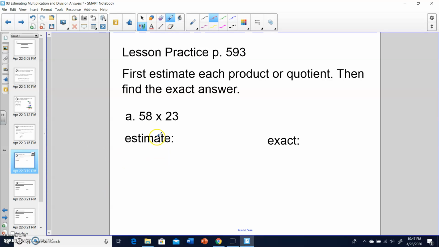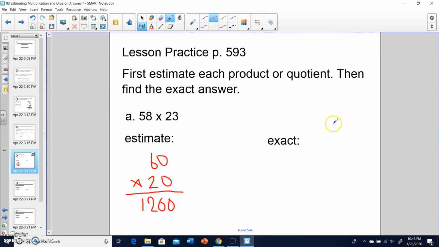Okay, so estimate 58 times 23. 58, what am I going to round it to? It's between 50 and 60. It is closer to 60. 23 is between 20 and 30. It is closer to 20. Okay, so I rounded to 60 and 20. Now 6 times 2 is 12. And I have 2 zeros, so I'm going to put 2 zeros in my answer.